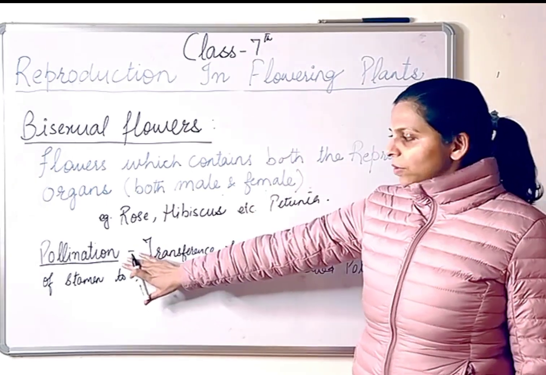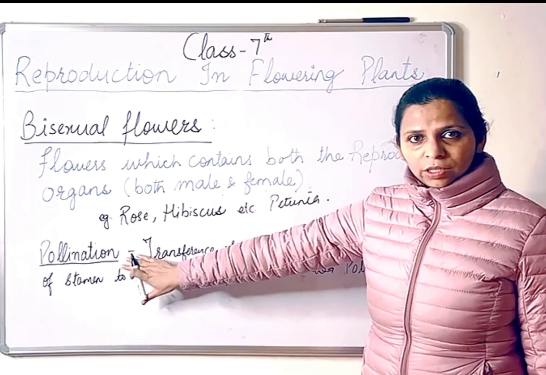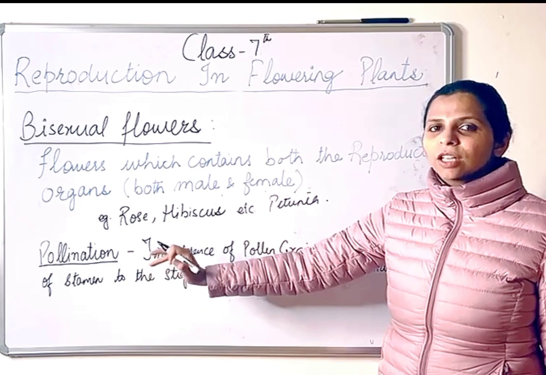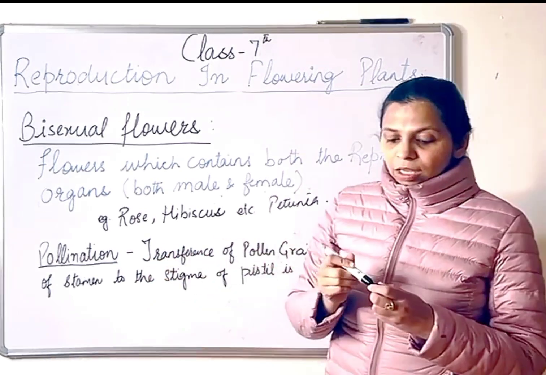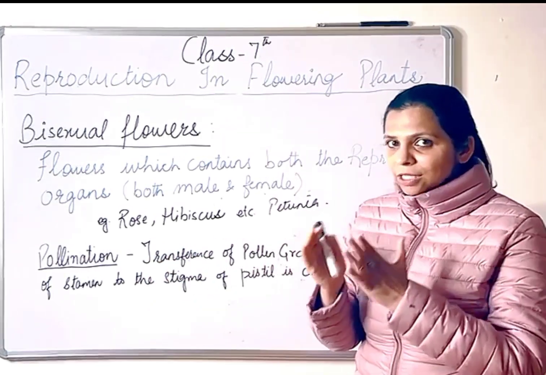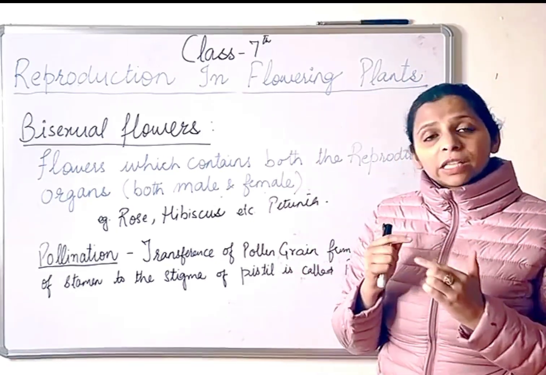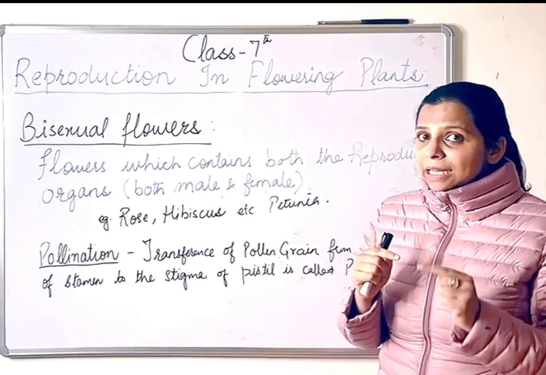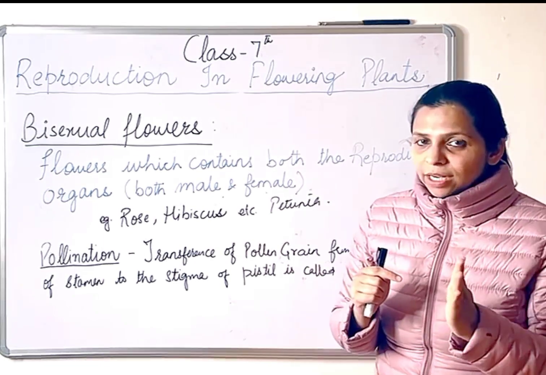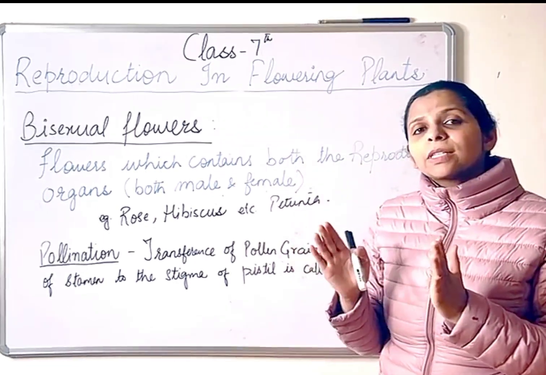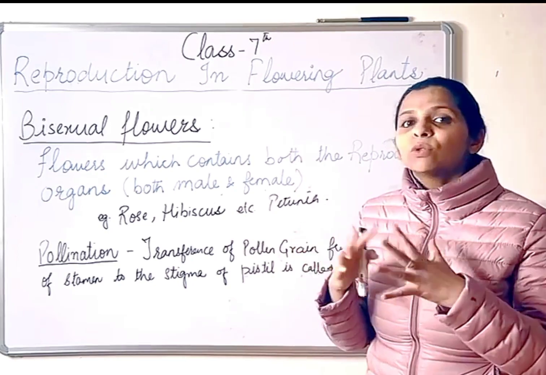Next topic is very important, pollination. What is pollination? See, the final aim is to make seeds. So for that, fertilization has to occur. For fertilization to occur, the male gamete which is present in the pollen grain and the egg which is present inside the ovule have to meet.